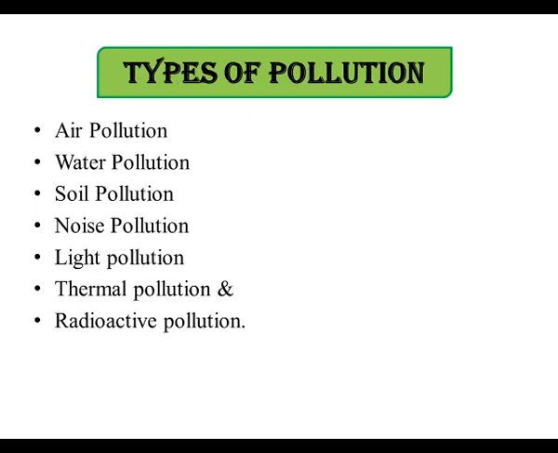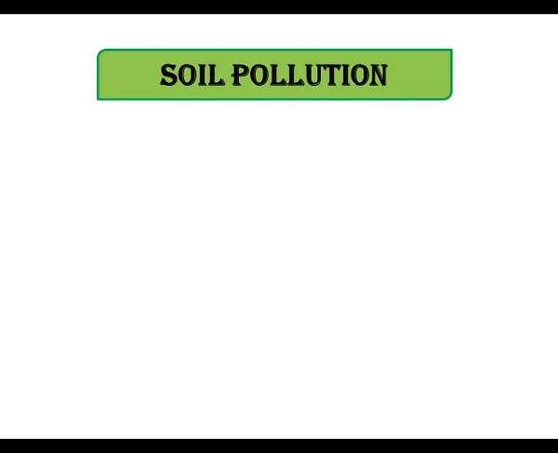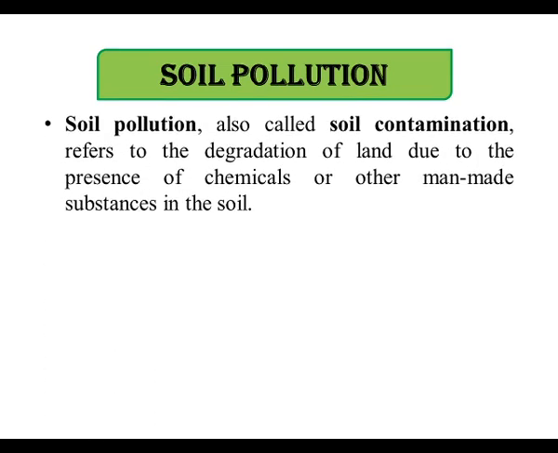There are different types of pollution, for example air pollution, water pollution, soil pollution, noise pollution, light pollution, thermal pollution, and radioactive pollution. Now, in today's session, I will be discussing soil pollution. What is soil pollution? Soil pollution refers to the contamination of soil with anomalous concentrations of toxic substances. It can also be called soil contamination, which refers to the degradation of land due to the presence of chemicals or other man-made substances in the soil.